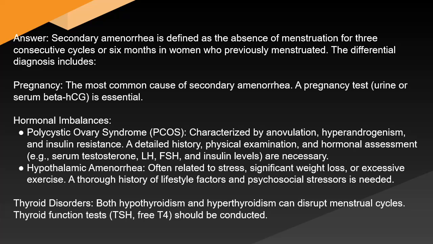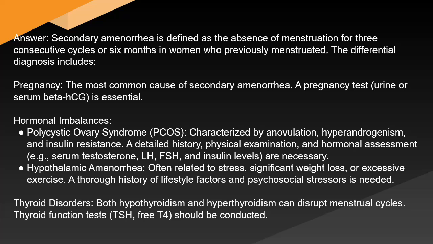Hormonal imbalances, polycystic ovary syndrome, PCOS, characterized by anovulation, hyperandrogenism, and insulin resistance. The detailed history, physical examination, and hormonal assessment, serum testosterone, LH, FSH, and insulin levels, are necessary. Hypothalamic amenorrhea, often related to stress, significant weight loss, or excessive exercise. A thorough history of lifestyle factors and psychosocial stresses is needed.